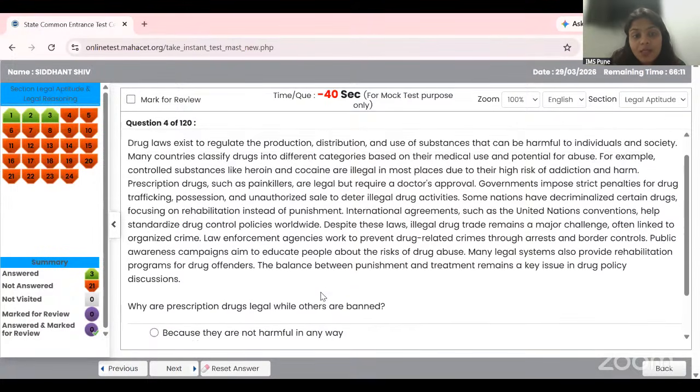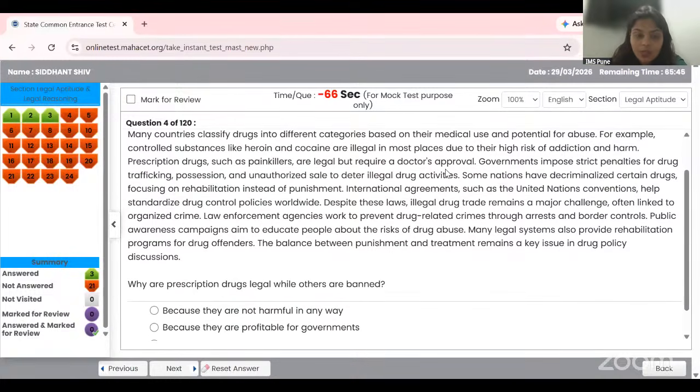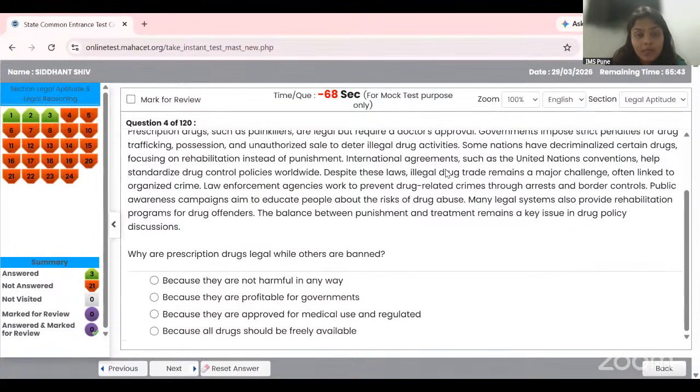So why prescription related drugs? Here you see that there is something mentioned about prescription drugs. It is stating that prescription drugs such as painkillers are legal but require doctor approval. Government imposes strict penalties for drug trafficking and unauthorized sale to deter illegal drug activities. So whenever you find a particular piece of information in the passage, make sure that you're reading a line prior to it and a line after that, so that if there is any exception, you are able to gauge it, you are able to understand it.